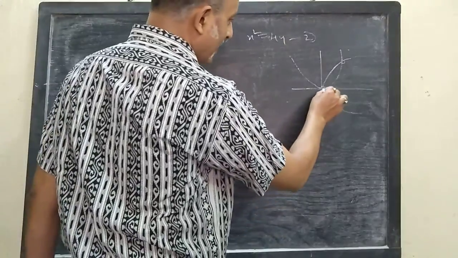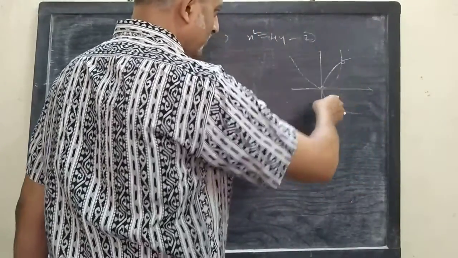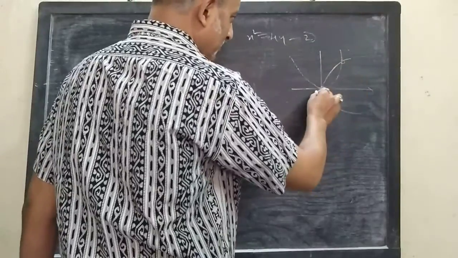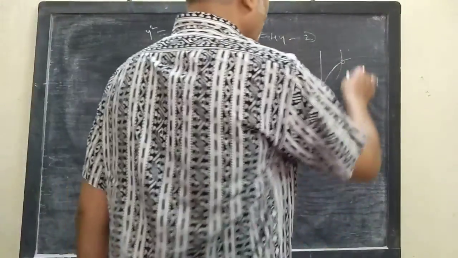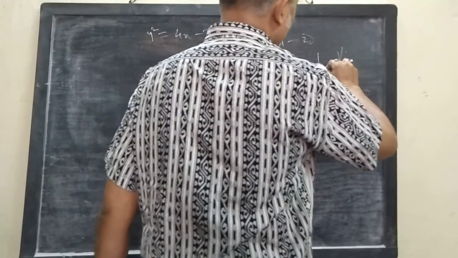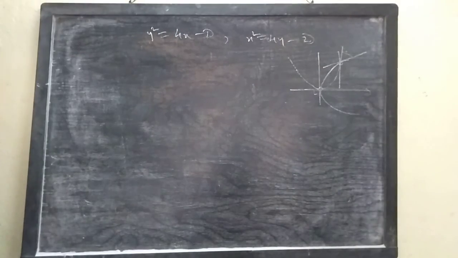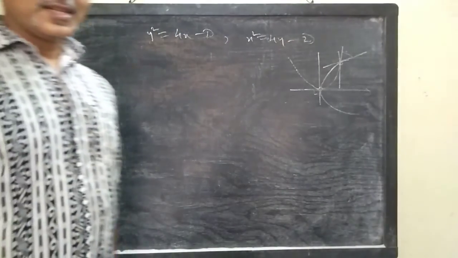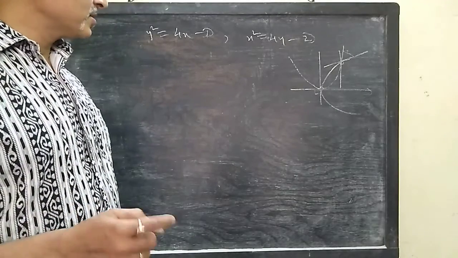Look, at this point of intersection, the x-axis is tangent to this curve and the y-axis is tangent to this curve. So the angle between them is 90 degrees. Okay, and the tangent to this curve at this point is this, and for this curve it is this. You have to find this angle also. Always try to see it geometrically. That will enhance your concept.